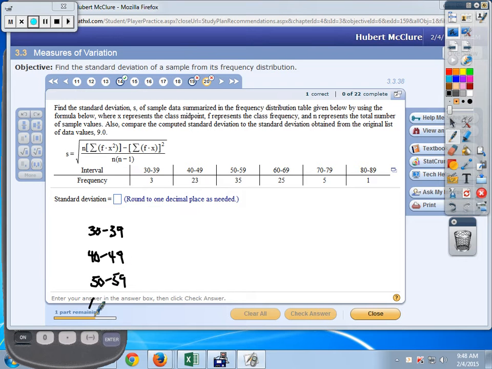60 to 69, 70 to 79, and 80 to 89. And that's, of course, your classes.